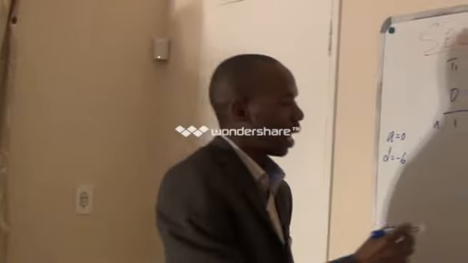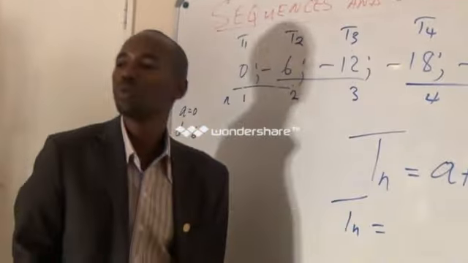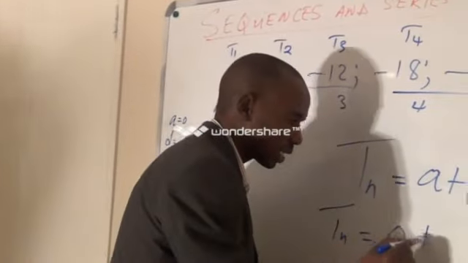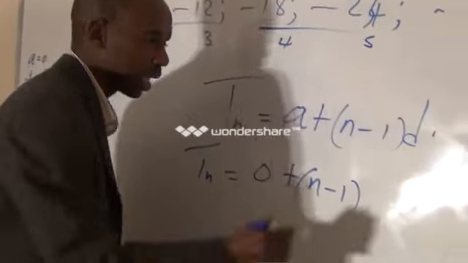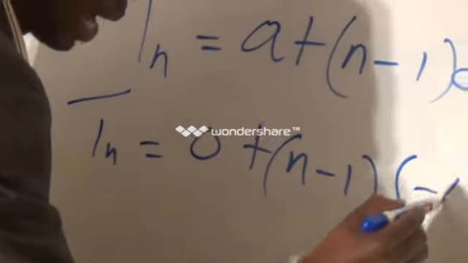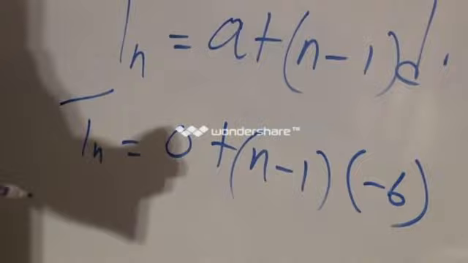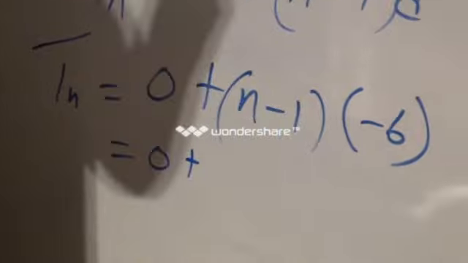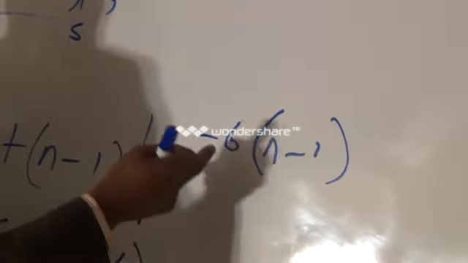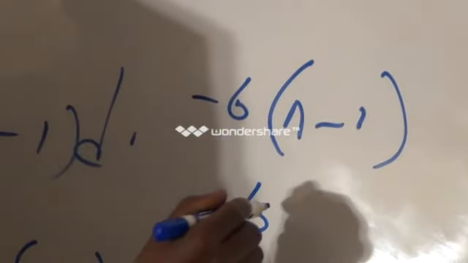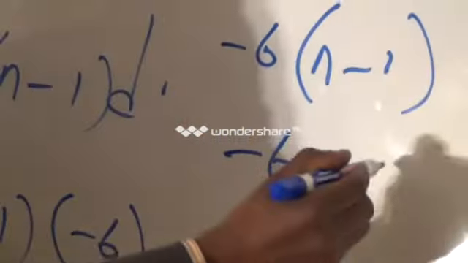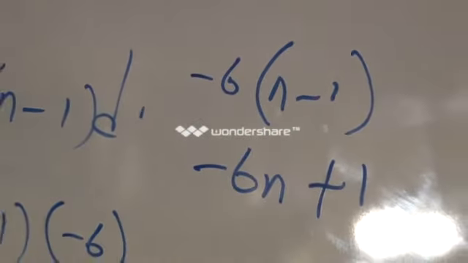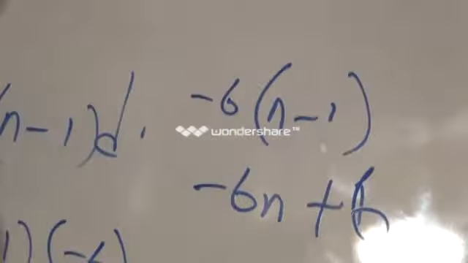So we can rewrite our nth term in this case. Tn is equal to, what is A? 0 plus n minus 1, we don't know n, times D. What is D? Minus 6. Let's continue with that. This is equal to 0 plus minus 6 times n minus 1. To expand this bracket, this will be minus 6 times n, which is minus 6n, minus 6 times minus 1, which will be plus 6. Correct? Thank you for that.